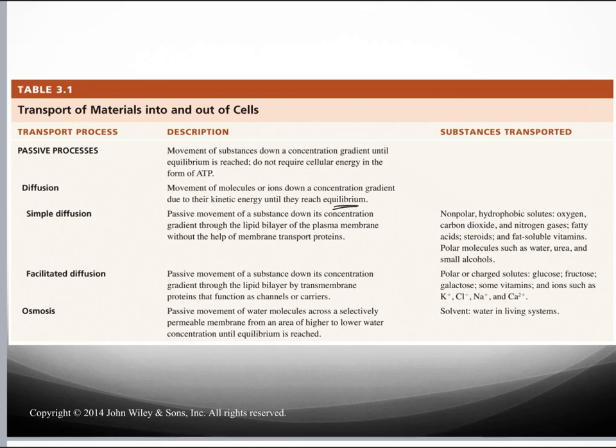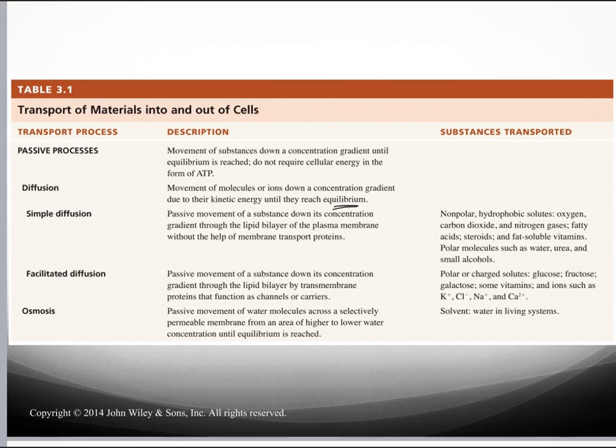The first is simple diffusion. Passive movement, so again, no energy, of a substance down its concentration gradient through the lipid bilayer of the plasma membrane without the help of membrane transport proteins. So what are some examples of things we're moving? They're nonpolar hydrophobic solutes like oxygen, carbon dioxide, fatty acids, fat-soluble vitamins, nitrogen gases, water, urea, and small alcohols.